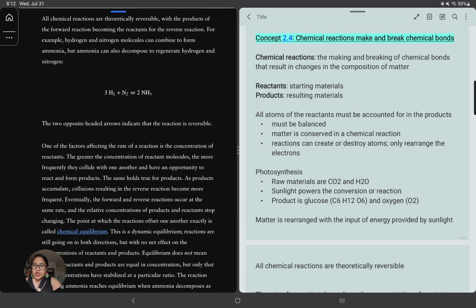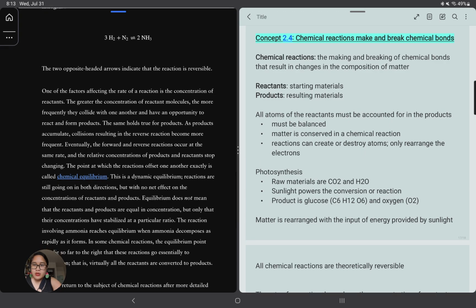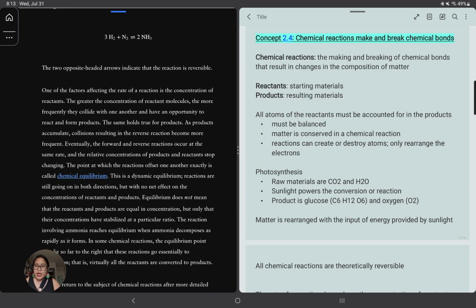All chemical reactions are theoretically reversible, with the products of the forward reaction becoming the reactants for the reverse reaction. For example, hydrogen and nitrogen molecules can combine to form ammonia, but ammonia can also decompose to regenerate hydrogen and nitrogen. The two opposite-headed arrows indicate that the reaction is reversible.